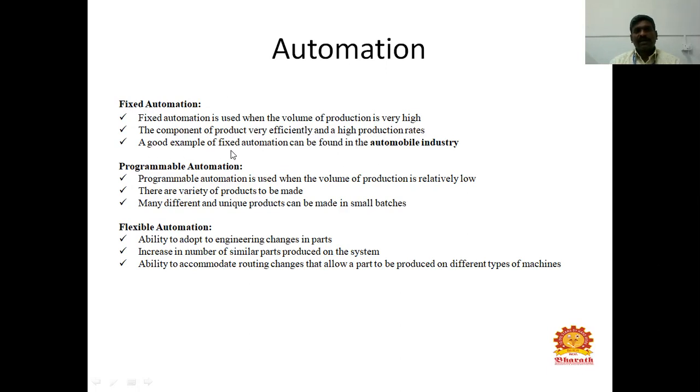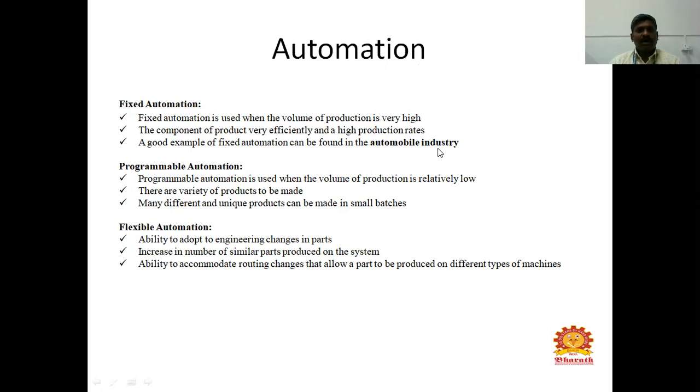A good example for fixed automation can be found in the automobile industry. In the automobile industry, the machines are doing the same work, the same task, repeatedly. That is called fixed automation. A dedicated machine is used for the task. So fixed automation is mostly used in the automobile industry.